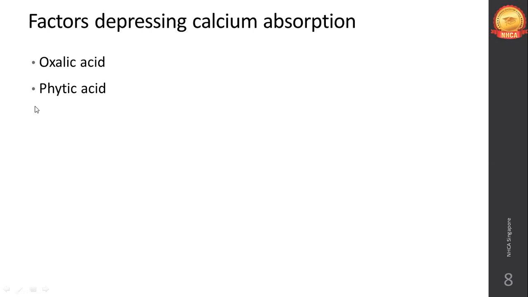Next is phytic acid. Spinach also has high calcium. Spinach is calcium rich, but the presence of oxalic acid makes spinach not the best source of calcium. Spinach can become a best source of iron, but the presence of oxalic acid will pull back the calcium and push forward the iron absorption. So you cannot say spinach is the best source of calcium. Spinach is definitely a best source of iron, but not calcium, just because of the high amount of oxalic acid.